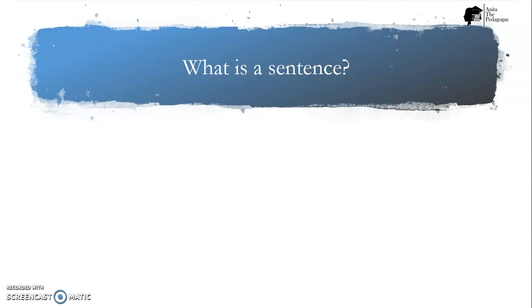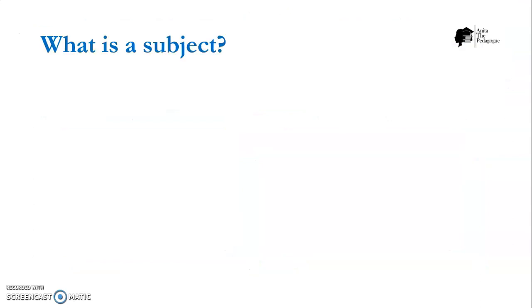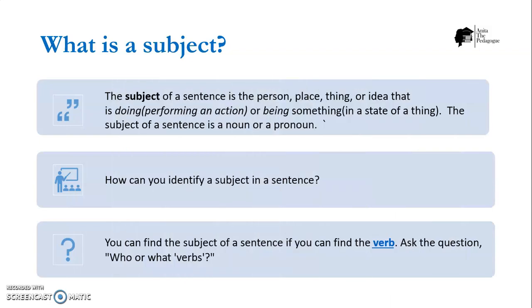Now, what is a sentence? It is a group of words that give a complete thought or meaning. A sentence has a verb and at least one subject. What then is a subject? The subject of a sentence is the person, place, thing, or idea that is doing or performing an action, or being something in a state of a thing. The subject of a sentence is a noun or a pronoun.